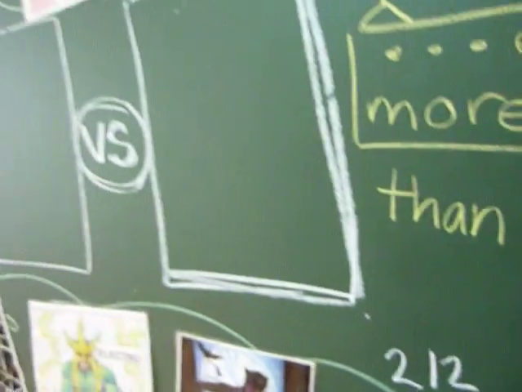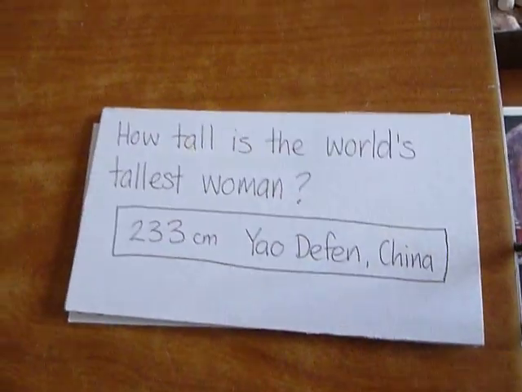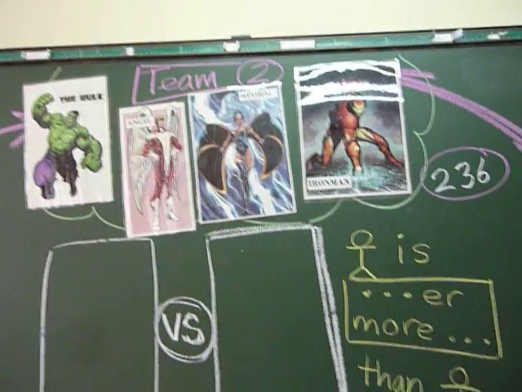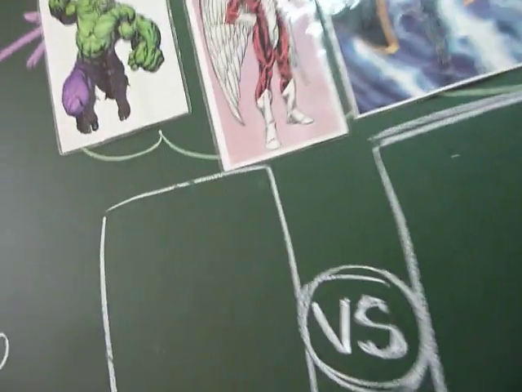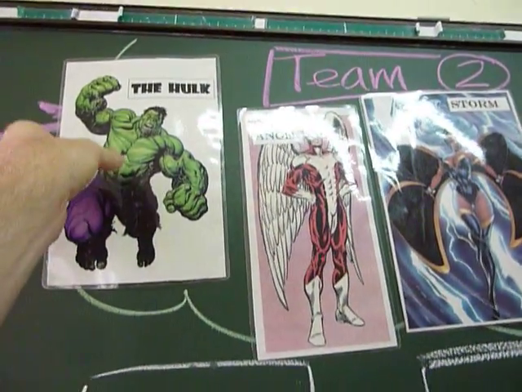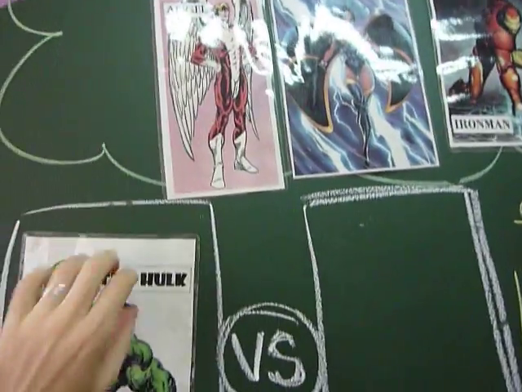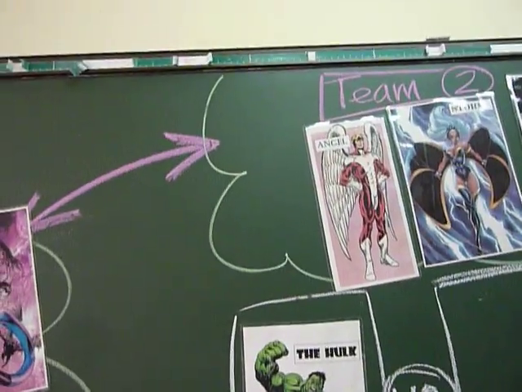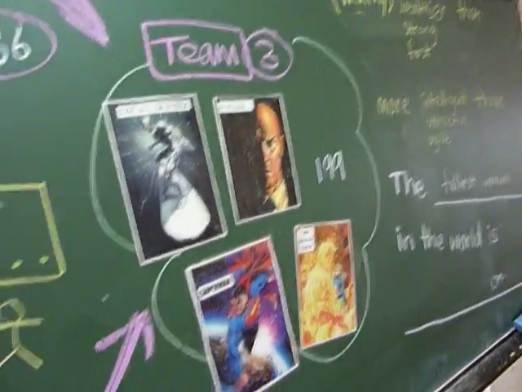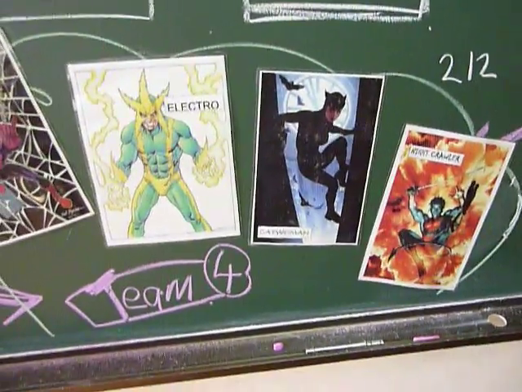So we check their answers against the truth. So the team that was closest to the right answer, 233, was this team, Team 2. So because they were the closest, Team 2 gets to attack another team. To attack, they choose one of their heroes. They'll usually choose one with a 10 in the statistics, so let's say they choose the Hulk. And they can attack either team that they are connected to by a pink line.